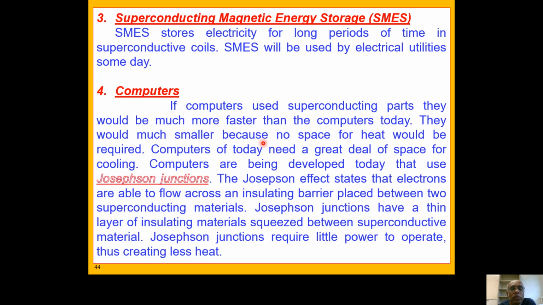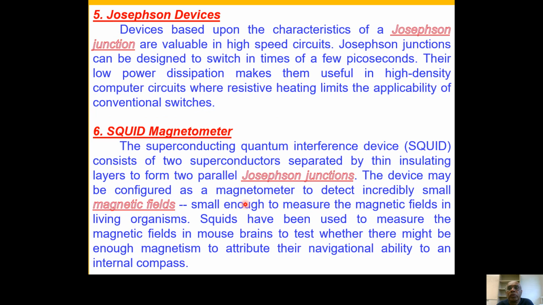Then computers, so you can have these high Tc superconductors in the form of Josephson junctions. That will have much less heat dissipation. This Josephson junction can be used not just in computer circuits, but also in other switches that require very short switching times, like we are talking about picoseconds or faster.